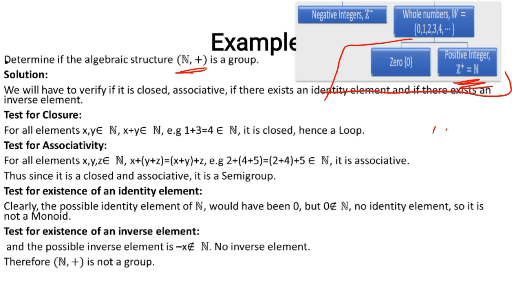Okay, so the first thing we need to do is check for closure. So we will have to verify if it's closed, associative, if there exists an identity, and if there exists an inverse. So that's what we want to do now.